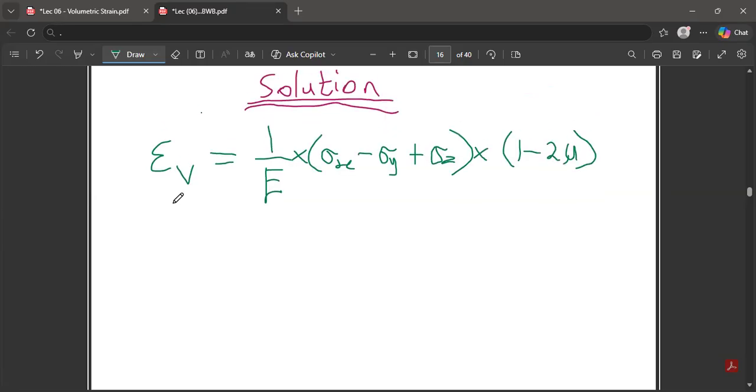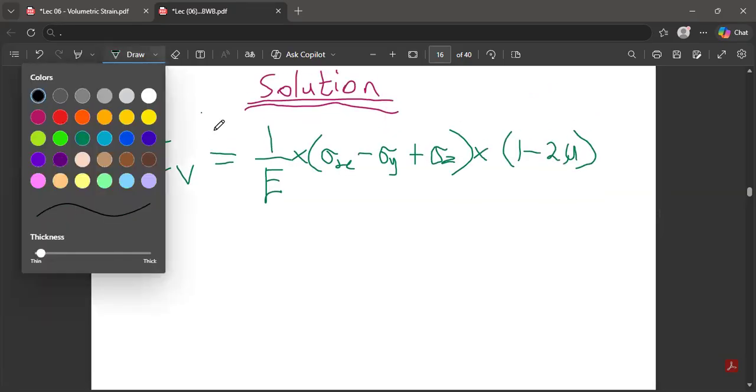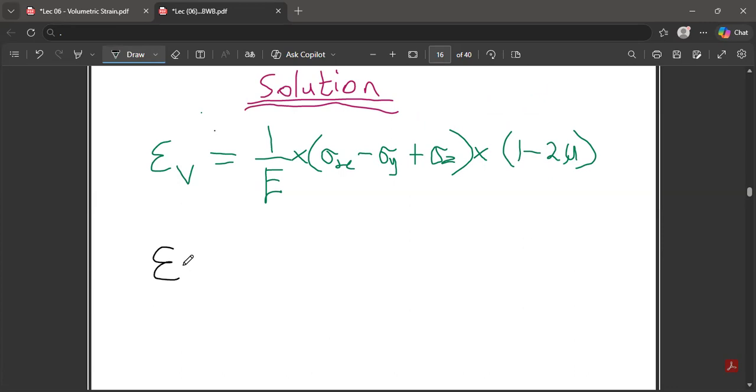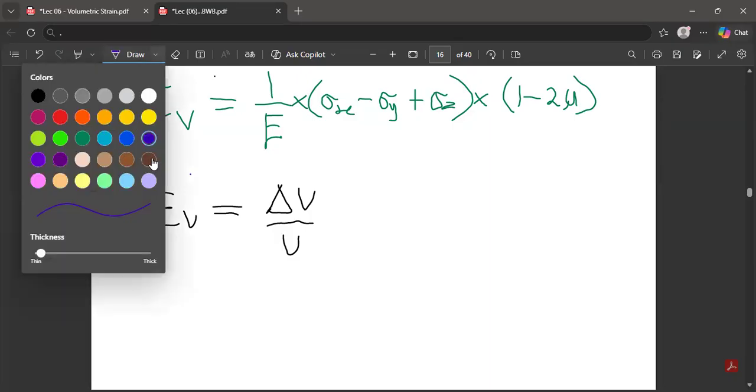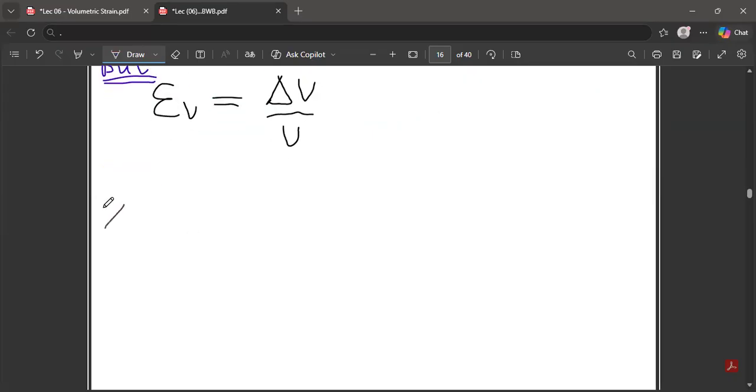But you also know that this same volumetric strain has a different formula. What? Volumetric strain is equal to the change in volume over the original volume. So if we are looking for this change in volume, what are we supposed to do? We are just supposed to make change in volume the subject. And from cross multiplication, you realize that finally you are going to get your volumetric strain to be equal to what?